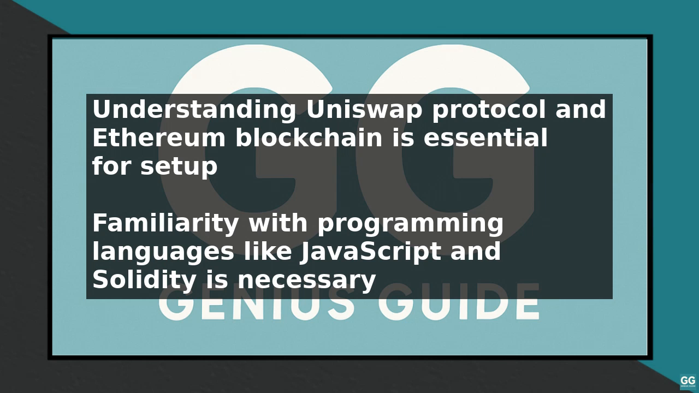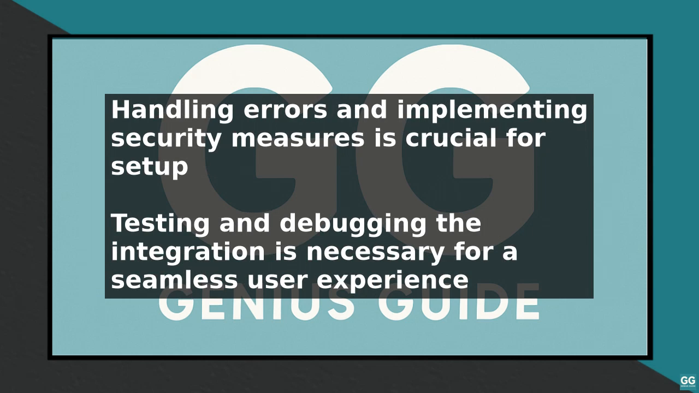Best practices. When setting up the Uniswap SDK, developers should follow best practices, such as handling errors and exceptions properly, implementing robust security measures, and optimizing gas costs. It is also crucial to test and debug the integration thoroughly to ensure it works as expected.